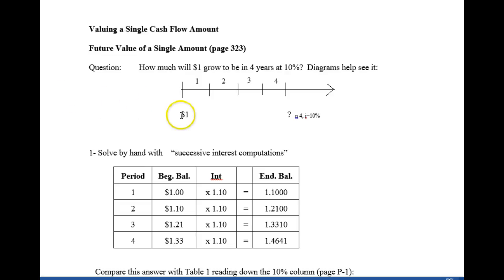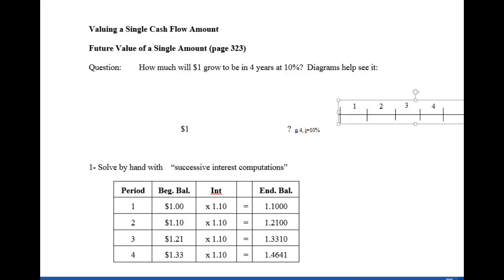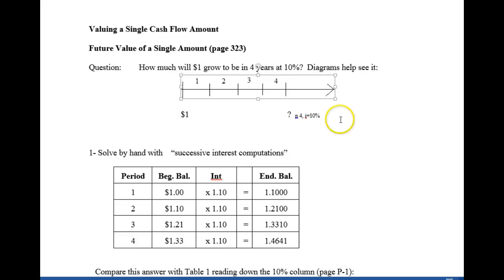There's $1, and the question is, how much will $1 grow to be if deposited for 4 years in an account somewhere, earning 10% for 4 periods? So how much will $1 grow to be in 4 years at 10%?